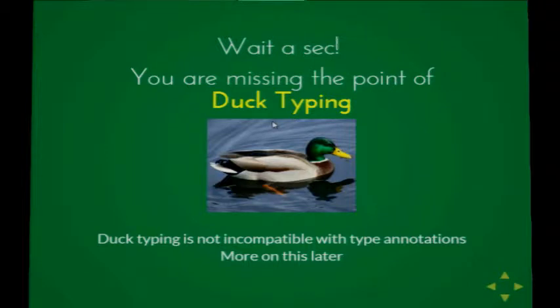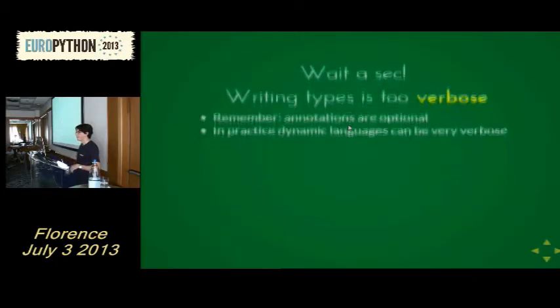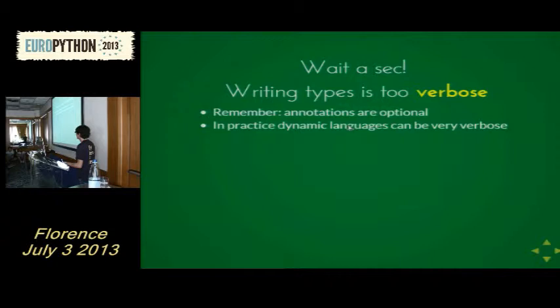What I want to say is this. First, I just want to say that annotations, and type annotations specifically, are not incompatible with duck typing. I'm going to tell you more about this later, but keep it in mind. And secondly, a lot of people say, okay, this is too verbose. The reason we use dynamic languages is because we don't want to type names all the time. And this is true for some languages like Java, where you have to type a type name a million times. Well, this is in some way true, but one thing to remember is that annotations are completely optional.